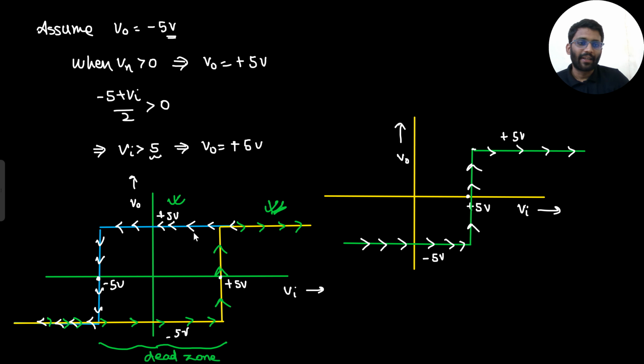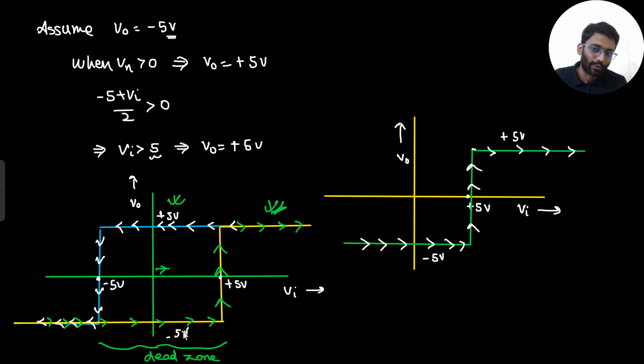If they say my input is 1 volt, what will be my output? You will say I can't tell, sir. Why so? Because you are in the dead zone. You need to tell me from where to where you are moving. Now I say that I am moving from 0 to 1 volt. So at 1 volt, what will be my output? You are moving from 0 to 1 volt in this direction.